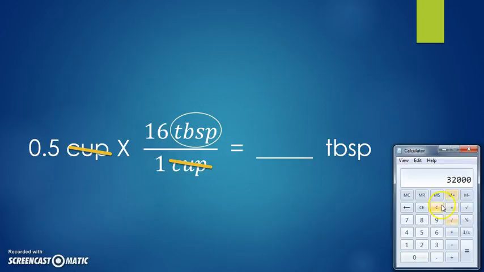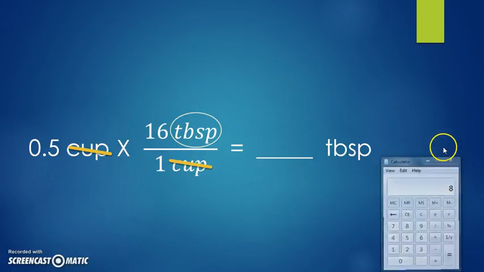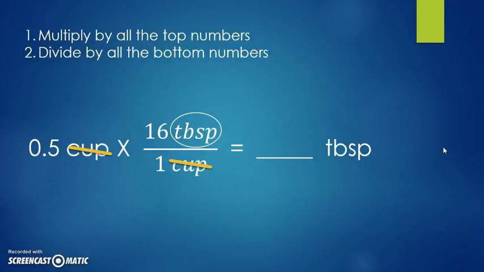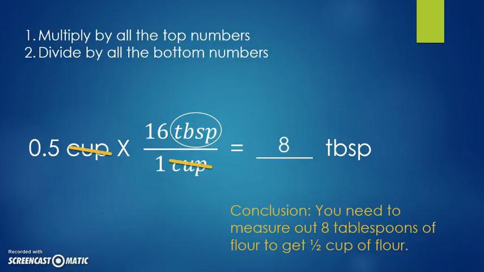So we'll pull up the calculator, and we're going to do 0.5 times 16 divided by 1. The reason that we did that is because you multiply by all the top numbers first and then divide by all the bottom numbers. And your answer is 8. Therefore, you need 8 tablespoons of flour to get to 1/2 cup of flour.